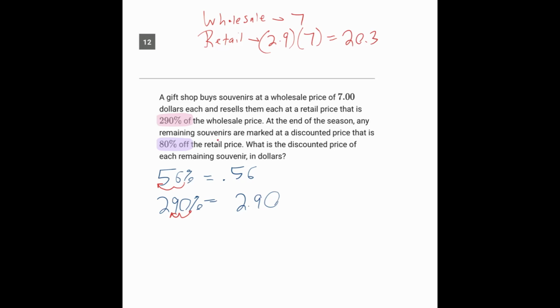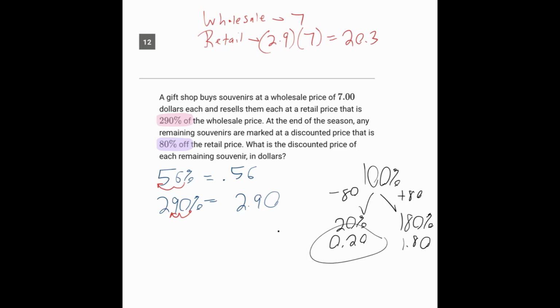Then we're being told that the remaining are marked down at 80% off. So just like we said before, you would start at 100. From there, you could go up by 80 or down by 80. Up by 80 would make it 180%. Down by 80 would make it 20%. And putting them both in decimal form, you'd have 0.20 or 1.80. So 80% off is the same as multiplying by 0.20.